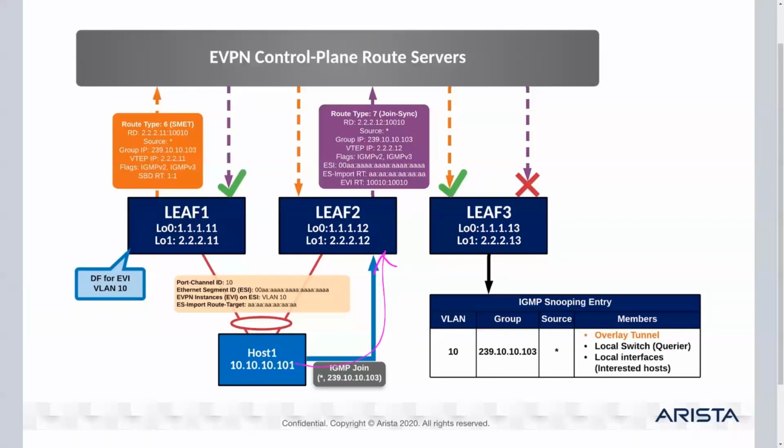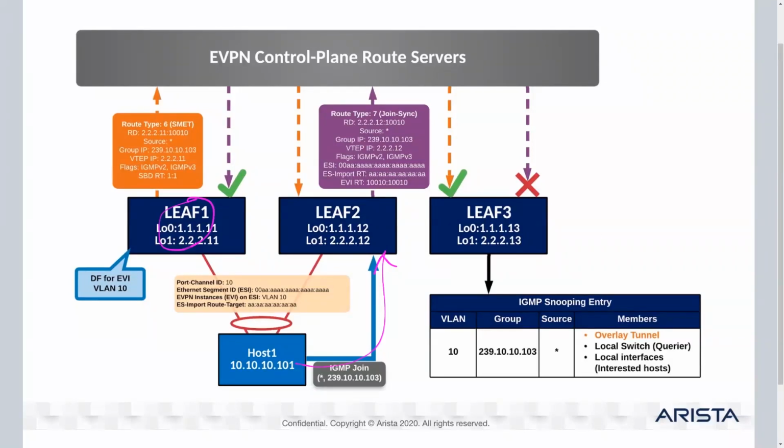So two things need to be accounted for. The first is that it needs to inform all of the other VTEPs attached to this ESI that an IGMP join was received in the EVI of VLAN 10. The next is that we need to ensure that the designated forwarder, which in this case is leaf 1, originates the type 6 route based off of this particular join.